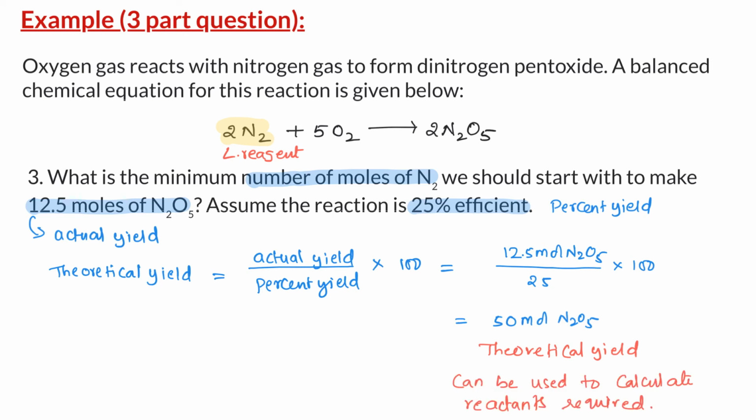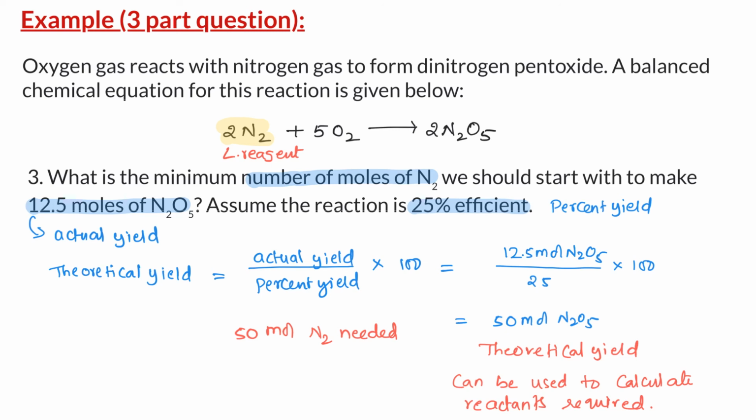So the next question is, how many moles of N2 is required to make 50 moles of N2O5? According to the balanced equation, 2 moles of N2 produces 2 moles of N2O5. Therefore, to produce 50 moles of N2O5, we need 50 moles of N2 to begin with. So the minimum number of moles of N2 to start the reaction is 50.